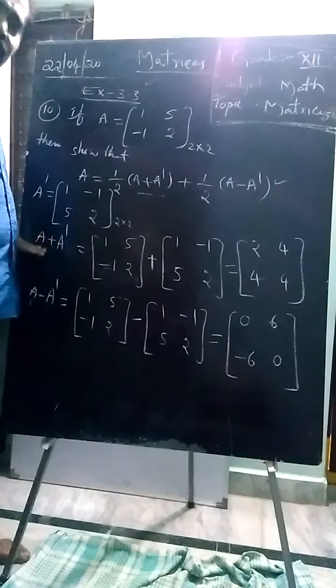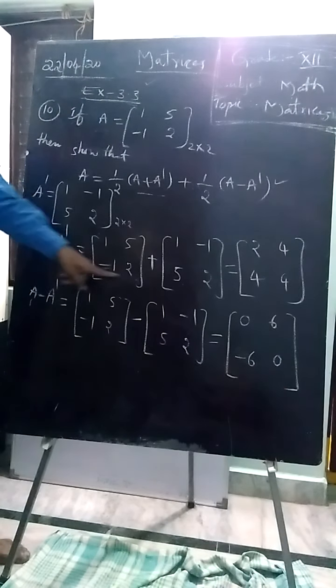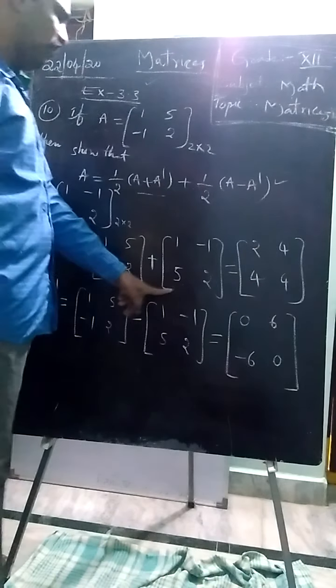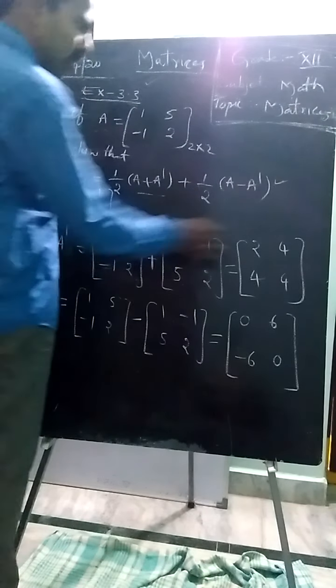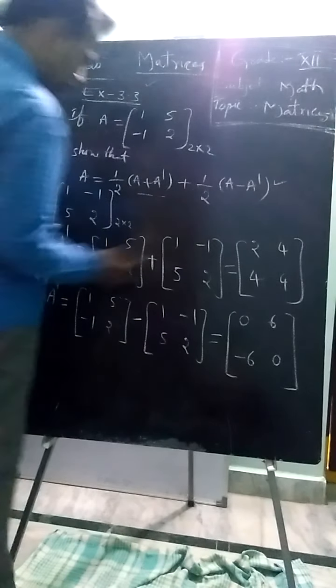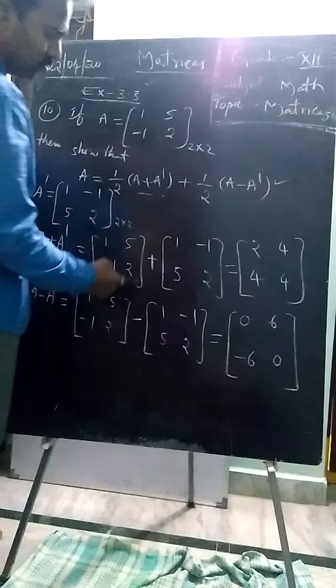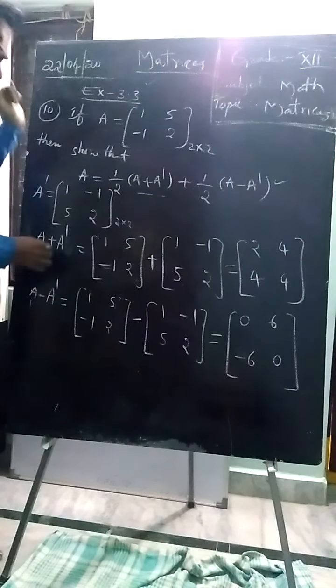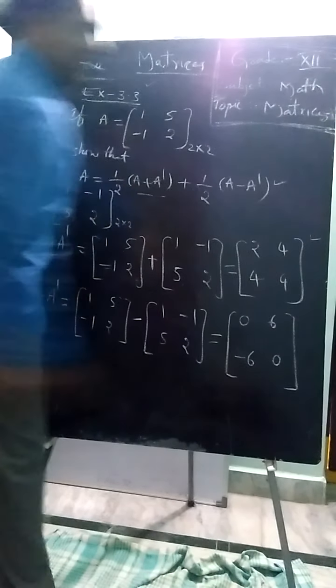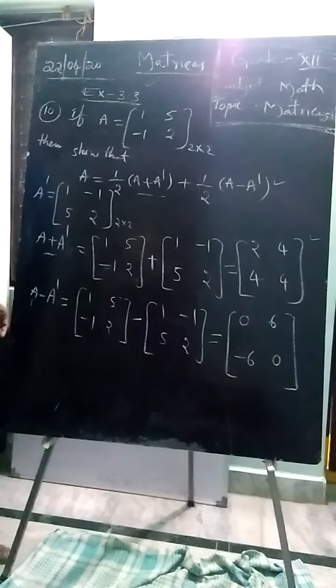Then let us find A plus A transpose, that is 1 5 minus 1 2 plus its transpose 1 minus 1 5 2. Then 1 plus 1 is 2, 5 plus of minus 1 is 5 minus 1, 4, minus 1 plus 5 is 4, and 2 plus 2 is 4. It is a symmetric matrix. If you want, you can check. Symmetric matrix means, if the transpose of a given matrix is the matrix itself, then it is called a symmetric matrix.